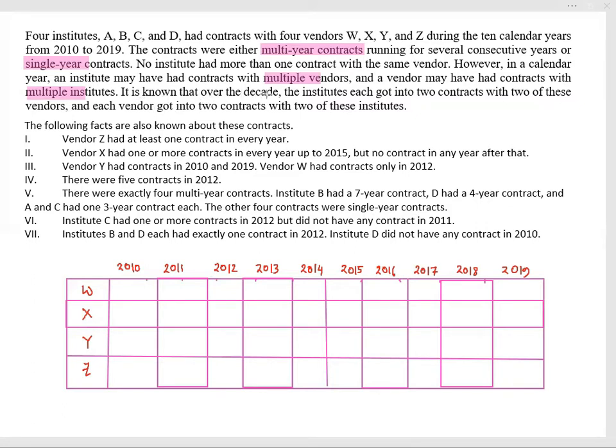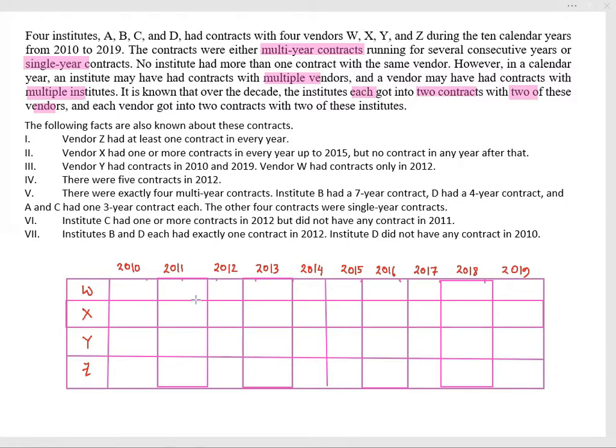It is known that over the decade, the institutes had each got into 2 contracts, that the institutes each got 2 contracts with 2 of these vendors. That means everywhere for every institutes, each institutes got 2 contracts with 2 of these vendors.